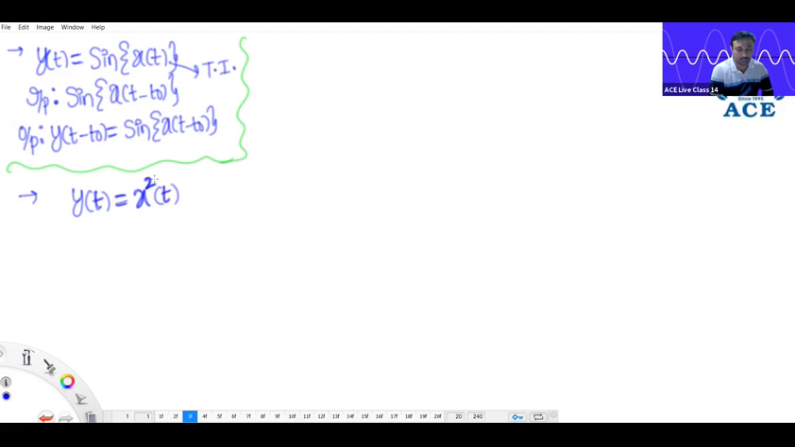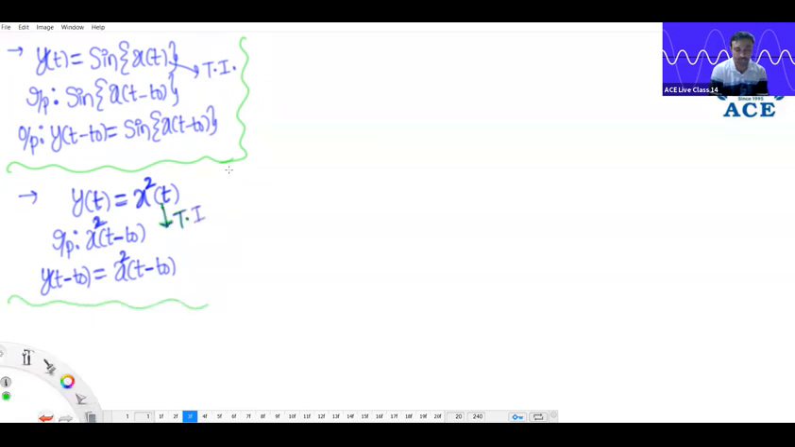Next, x squared of t, the system is squaring. Due to input shift, what is the answer? First x of t minus t naught, then squared. What is directly y of t minus t naught? That is also the same expression. So the system is time invariant. Input delay or output delay, the result is the same.